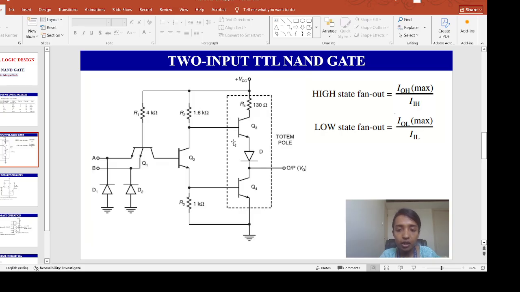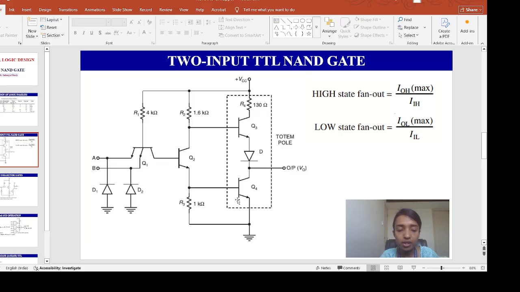VCE4, the collector-emitter voltage of this Q4 transistor, which is in saturation, plus VD plus VBE3, the base-emitter voltage of this Q3 transistor. So if you take the sum of VCE4, VD and VBE3, that means 0.7 plus 0.3 plus 0.7 volt. Okay, that means 1.7 volt for it to be on. Since VBE3 is only 1 volt, right?